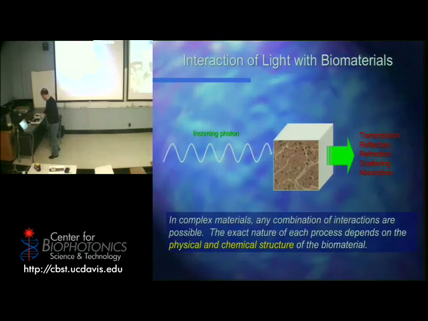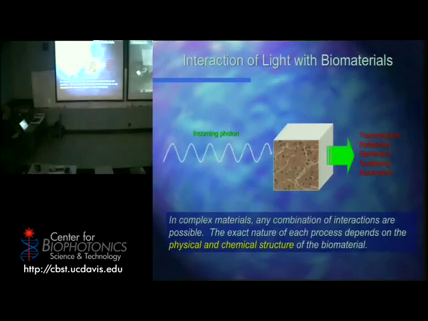Okay. So we now are going back to interaction of light with biomaterials. And we saw a few minutes earlier that an incoming photon can interact with something living, and you can get transmission, reflection, refraction, scattering, and absorption. All those different things can happen. Now, what will happen predominantly is all going to depend on the physical and chemical structure of the biomaterial. That kind of makes sense. Whatever the material is made up of and how it's created will define what are going to be the dominant processes that we see.